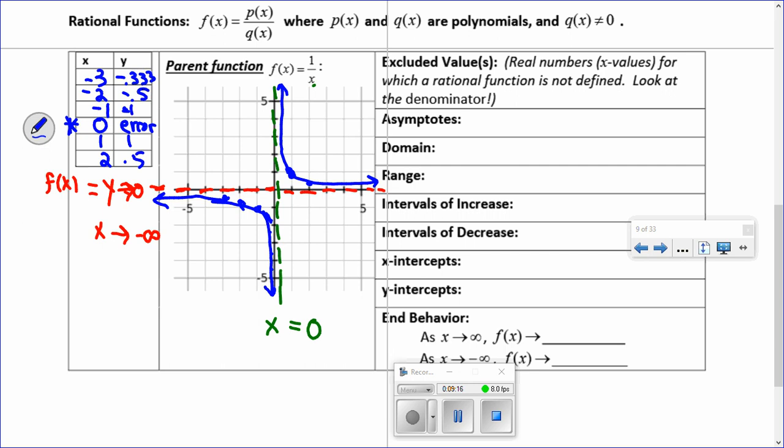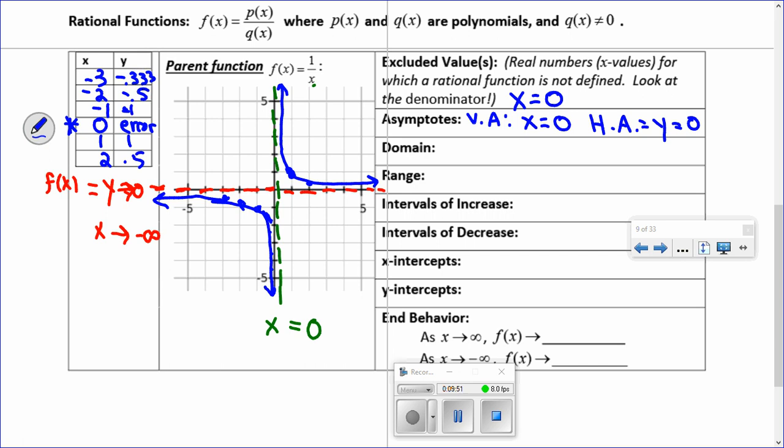But excluded values here will be real numbers for which a rational function is not defined. So any x values where rationals are not defined. So x = 0, this rational never hits 0. My vertical asymptote is x = 0. My horizontal asymptote is y = 0. My domain.